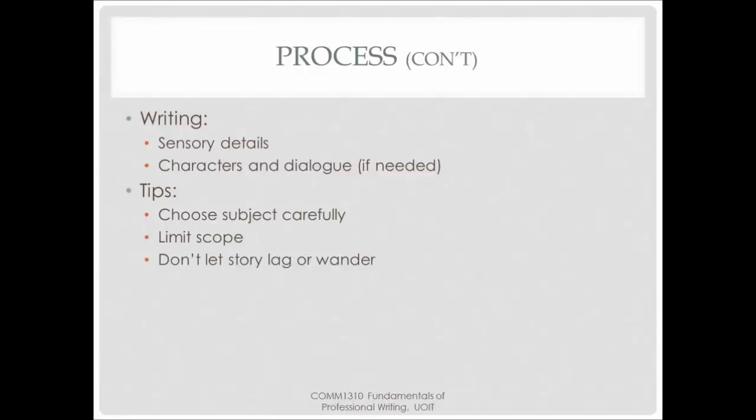A few other tips for writing narratives include choosing your subject carefully. It is easier to write about something you know well, and it is hard to write convincingly on something that you don't know well. Limit the scope of your story. Generally, it is better to pick a specific episode and flesh it out with specific details rather than telling a story that is too long or complex for your assignment or purpose.